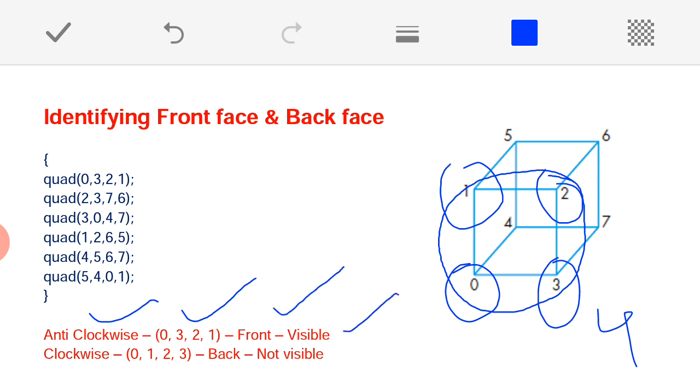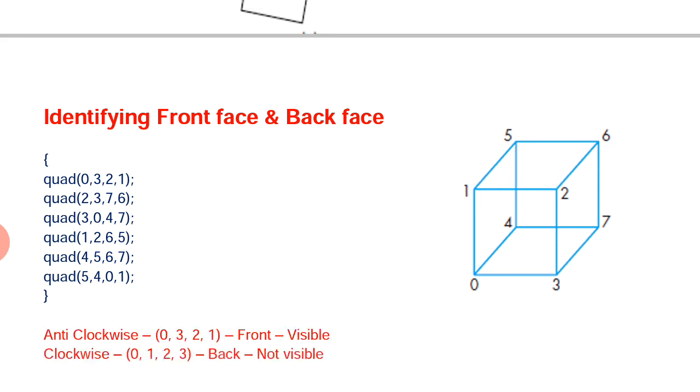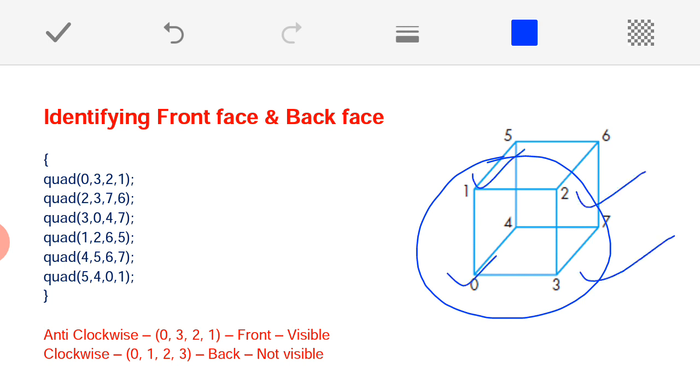At the same time, for the same one, if you want the back face, how to define it? Once again, for the same portion, 0, 1, 2, 3, this is clockwise. Then it will be considered as a back face and it will not be visible.